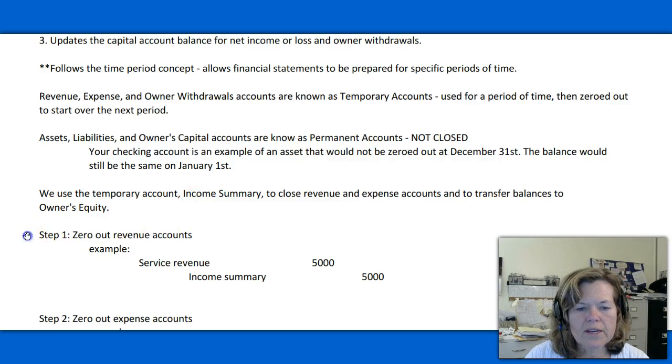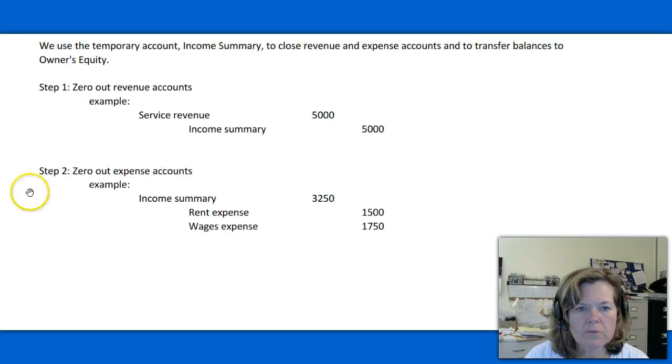What I'd like to do is step through the steps in the closing process and talk about those a little bit. So step one in the closing process, we zero out revenue accounts. In my example here, we're debiting service revenue $5,000 and we're crediting income summary $5,000.